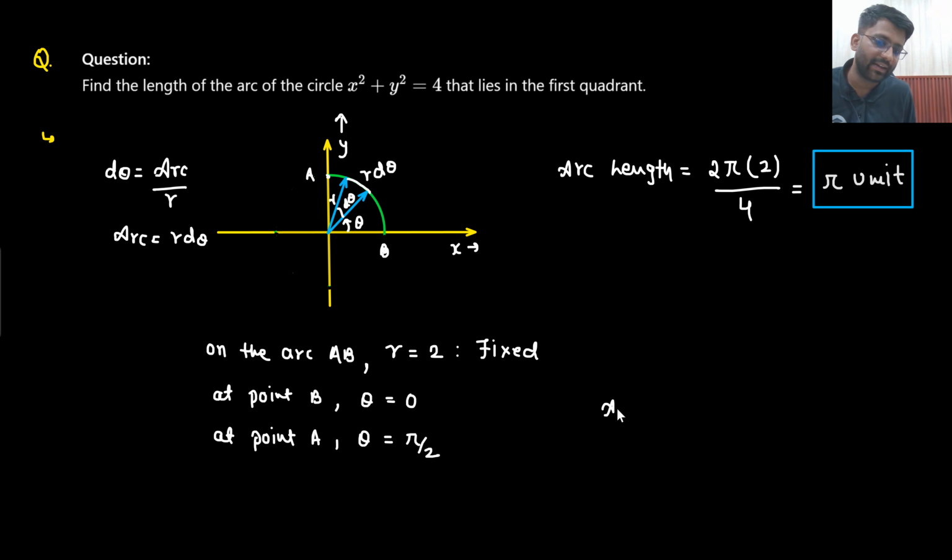So what will be my complete arc length? My complete arc length will be nothing but r d theta, and then I will integrate it.